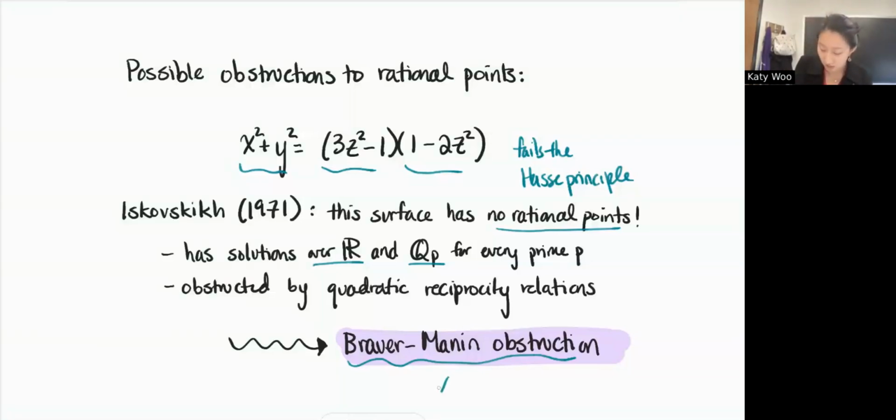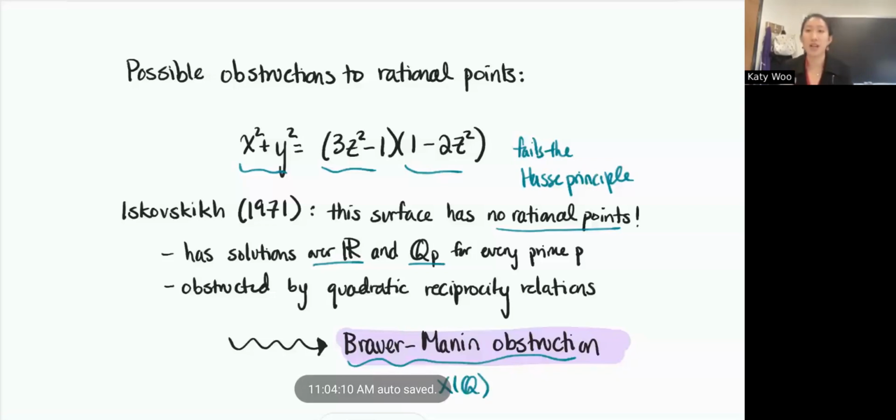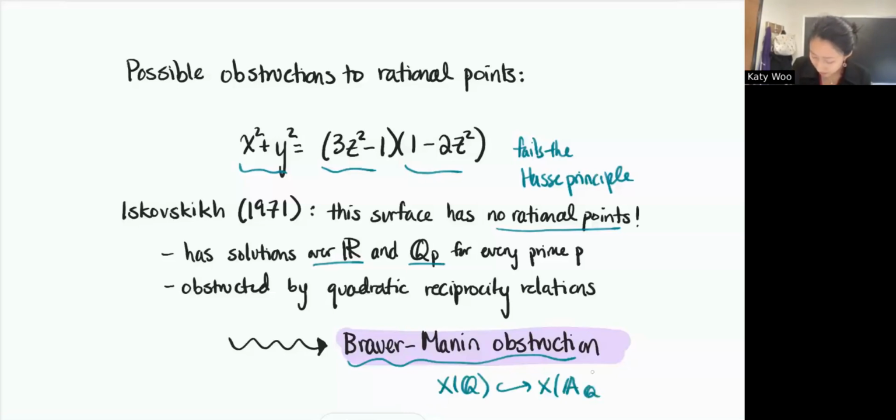So if you think about the set of rational points on a variety X, they'll embed into the set of adelic points, but also they'll embed into the set of adelic points fixed by the Brauer group of X. And if this set is empty, then it's known as a Brauer-Manin obstruction.